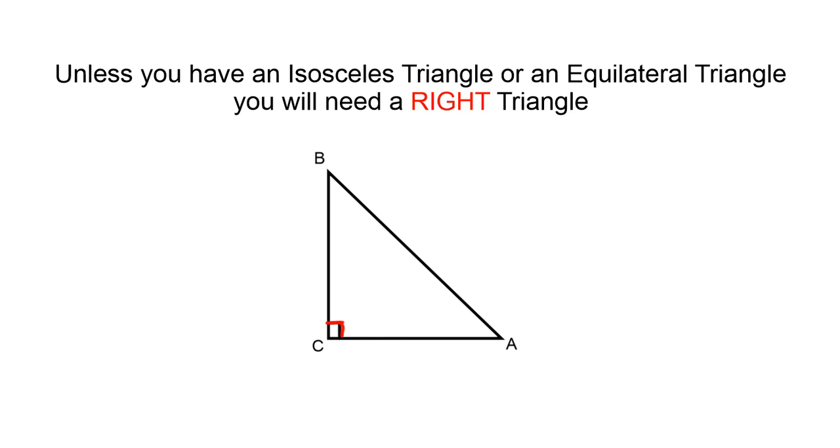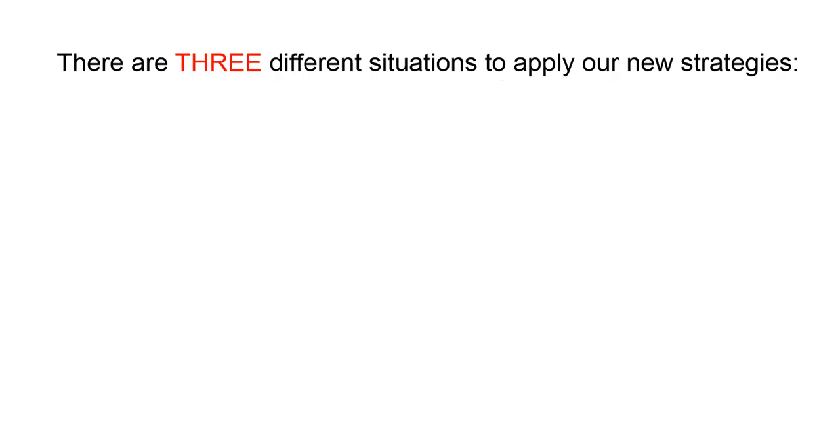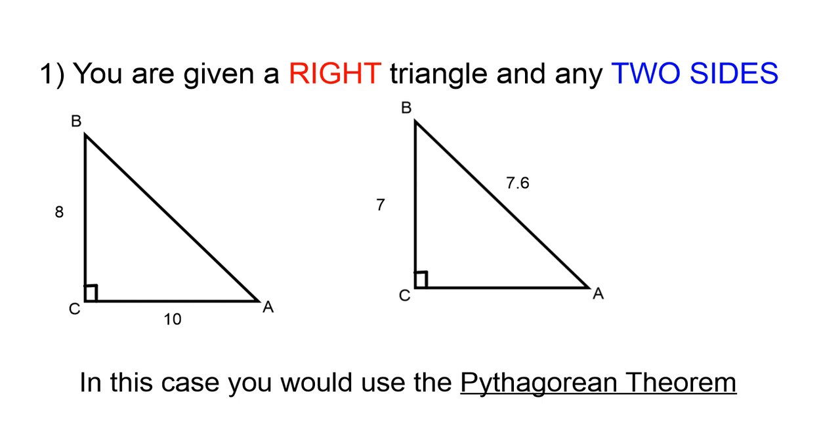Unless you have an isosceles triangle or an equilateral triangle, you will need a right triangle. That's the first thing to look for. There are three different strategies and situations. You are given a right triangle and any two sides.